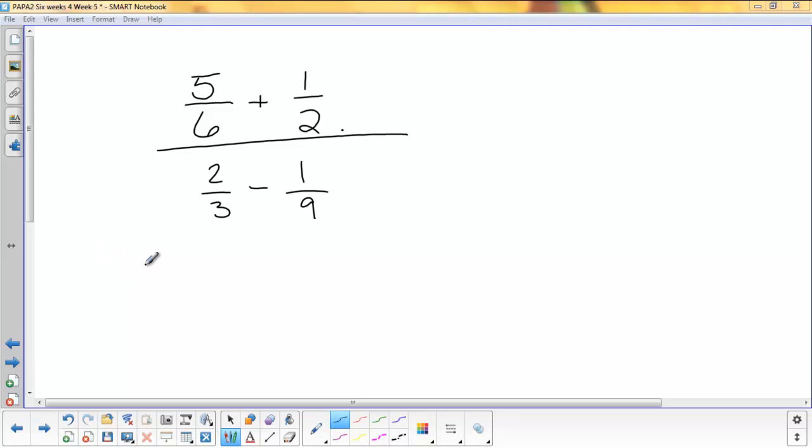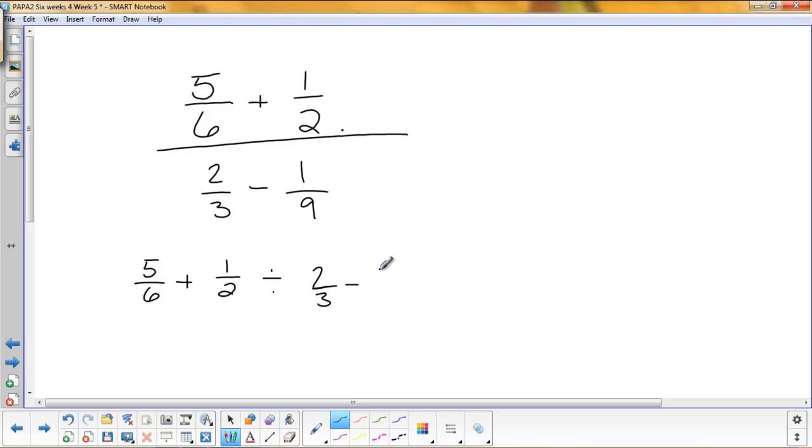Alright, the first method I'd like to demonstrate is the conventional division method. That is where you take the complex fraction and you rewrite it as a conventional division statement. Once you've done that, you find the common denominator between both sides of the fraction, or the division. The common denominator here is 6, so I'll use 3 over 3 to multiply that out. The common denominator over here is 9, so I'll use 3 to multiply that out.